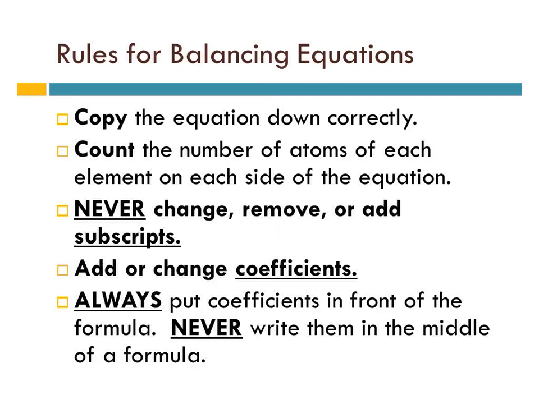What we want to change is how much of that substance we have. So it's kind of like doubling a recipe. Add or change coefficients is what we want to keep in mind. So all we're doing is bringing in the bigger numbers that go at the front of the formula or the front of the element. And so that leads us to our last rule.